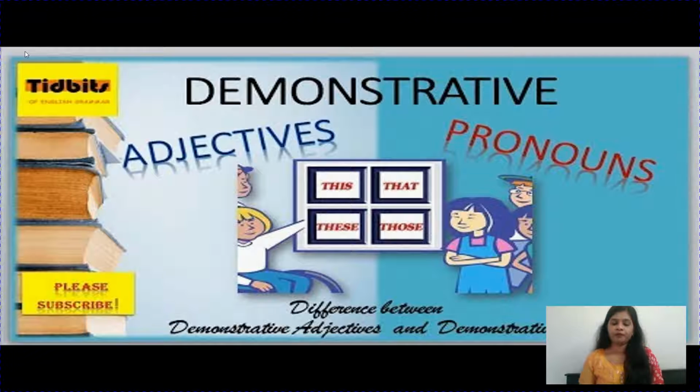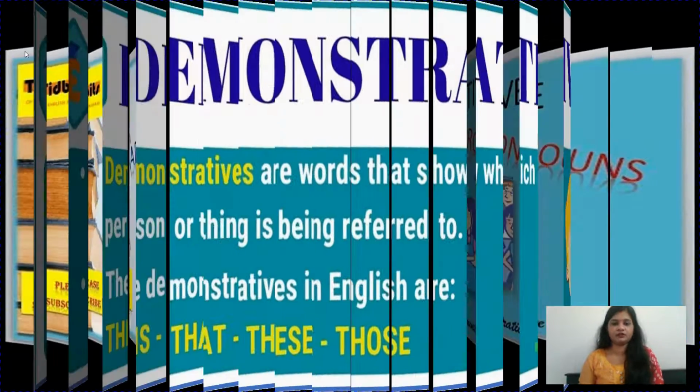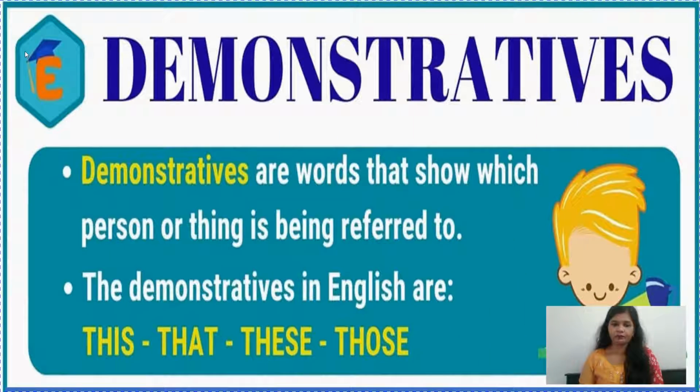What happens, children, when we give a sentence where you can find a demonstrative adjective or pronoun, so many children get confused whether it is a demonstrative adjective or whether it is a demonstrative pronoun. So let's start, children. What is the difference between demonstrative adjective and pronouns? So before learning the difference, we will learn what is the meaning of this word demonstratives. So demonstratives are words that show which person or thing is being referred to or indicated.